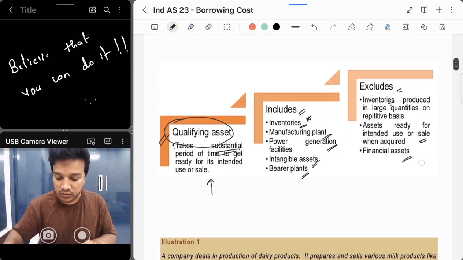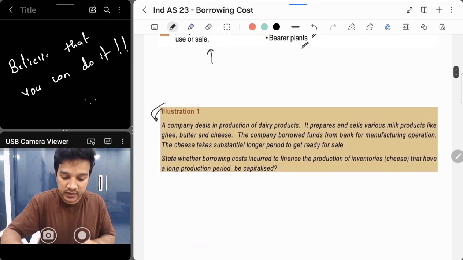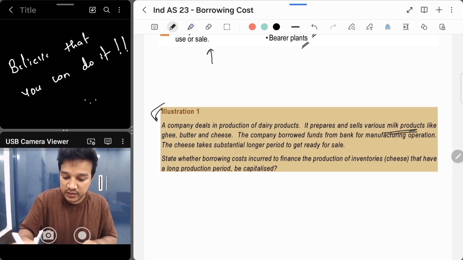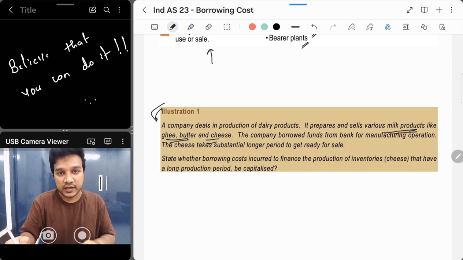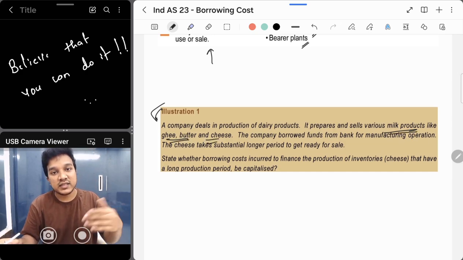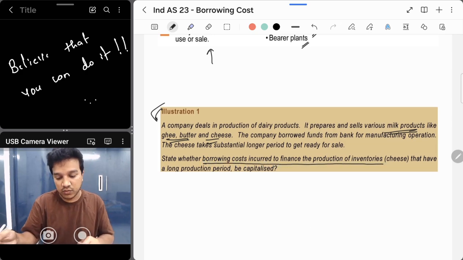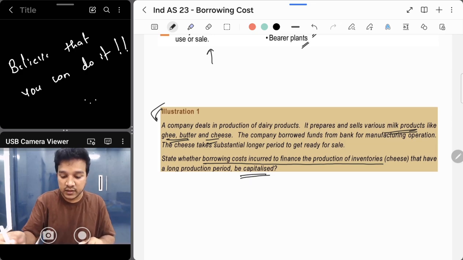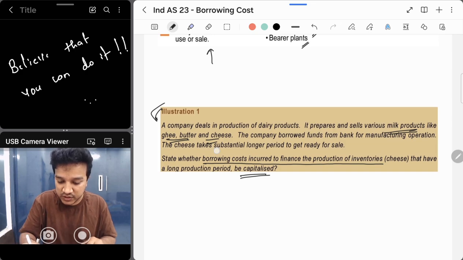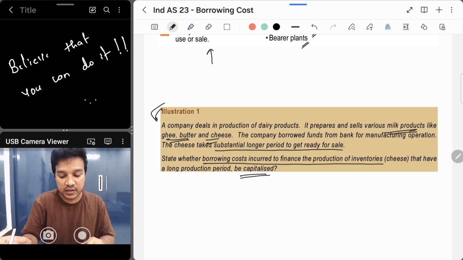Okay, so this question is about inventory. ठीक है, वो लोग milk products से घी, butter, cheese बना रहे. So this cheese or butter, that is its inventory. Now the question is whether the borrowing cost incurred to finance the production of inventories, that is cheese, borrowing cost जो incur हो रहा है, whether they can capitalize it or not. ठीक है, तो question पढ़े तो says it will take a substantially longer period to get ready for its sale बोल रहा है.